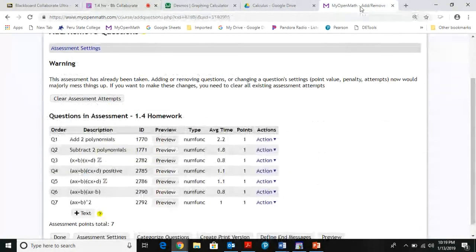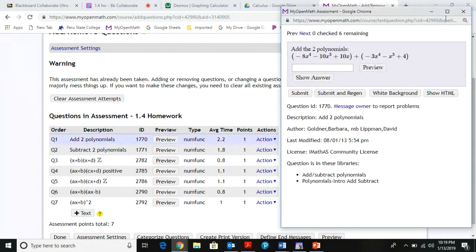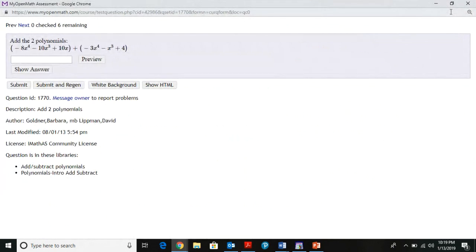All right, we're looking at the 1.4 homework now. So let's look at these problems. We're looking at polynomials. So first off, we're going to talk about adding two polynomials together.